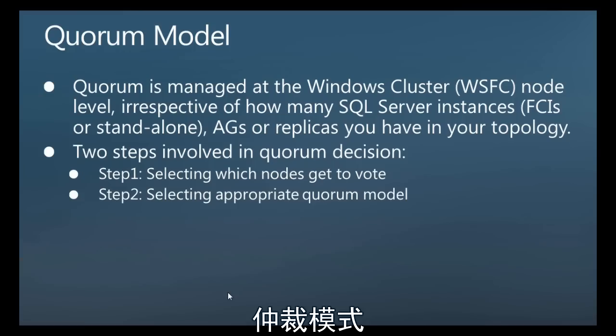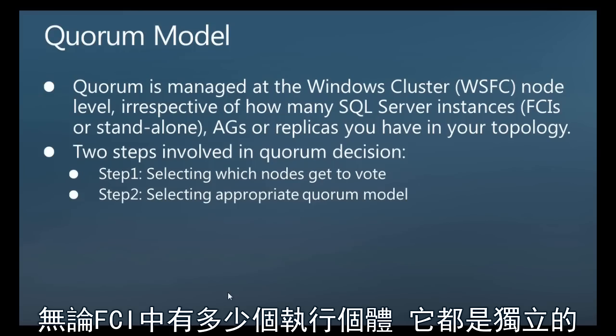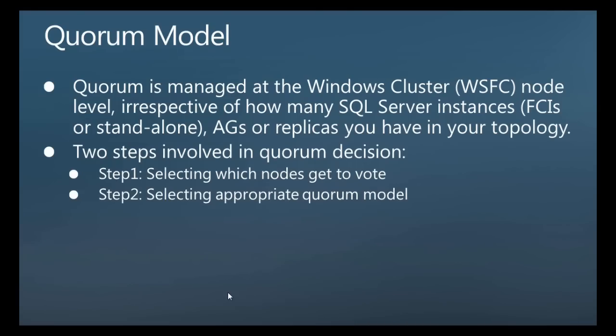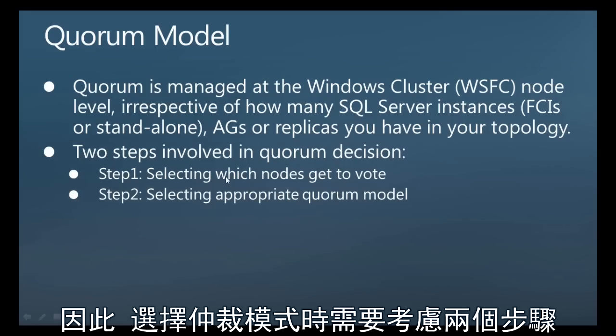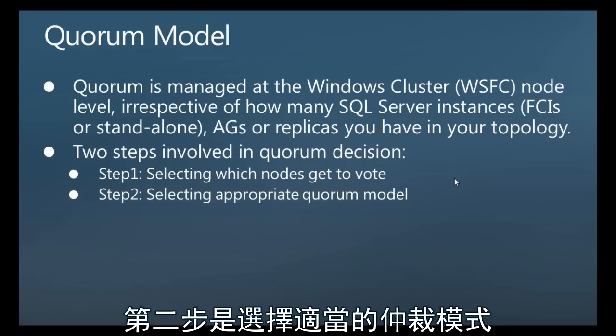Current model is still managed by Windows cluster, no matter how many instances you put in, whether it's FCI or standalone. So there are 2 steps you want to think about when you choose your current model. Step 1 is to select which node you want to get about. Step 2 is to select the appropriate current model.